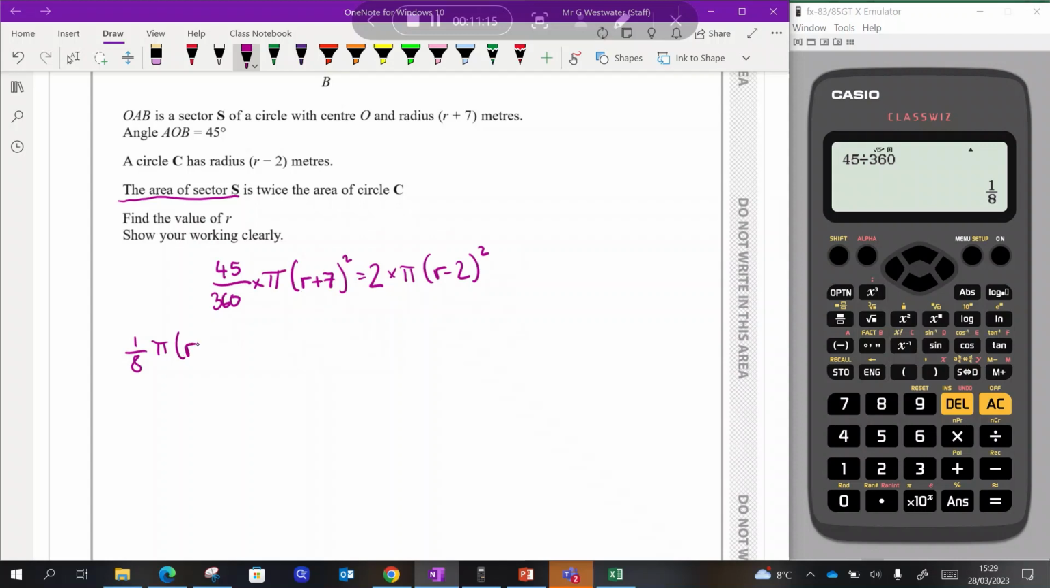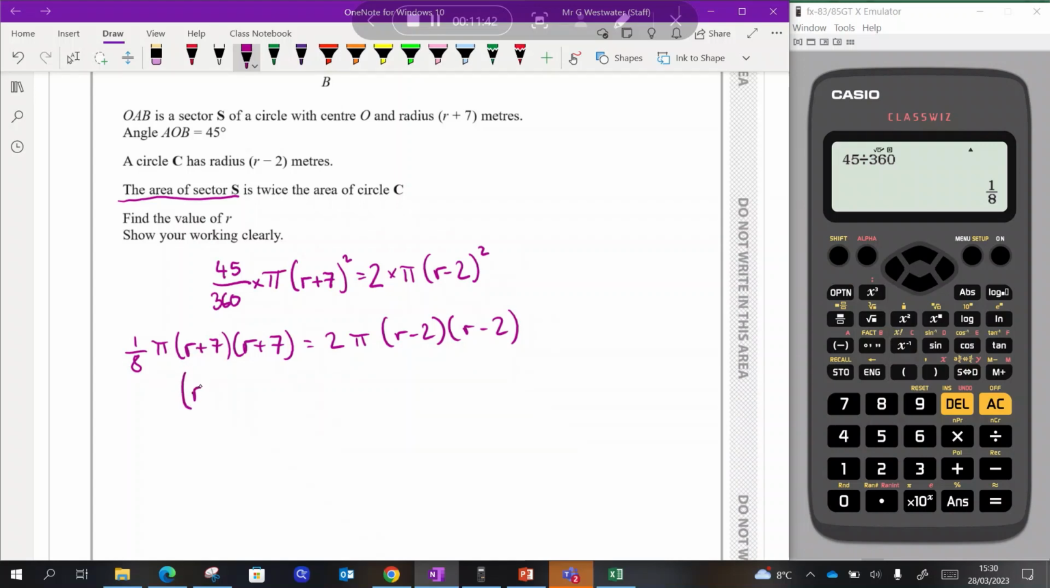Now, one thing it's really important to remember is when we're squaring something like this, we need to think about it as two separate brackets. Okay, same thing over here. R minus 2 squared is going to be r minus 2 times r minus 2. Otherwise, people forget that this minus 2 will times the r, and this minus 2 will times this r, and same thing over here with the 7s and the r's. So let's expand this.